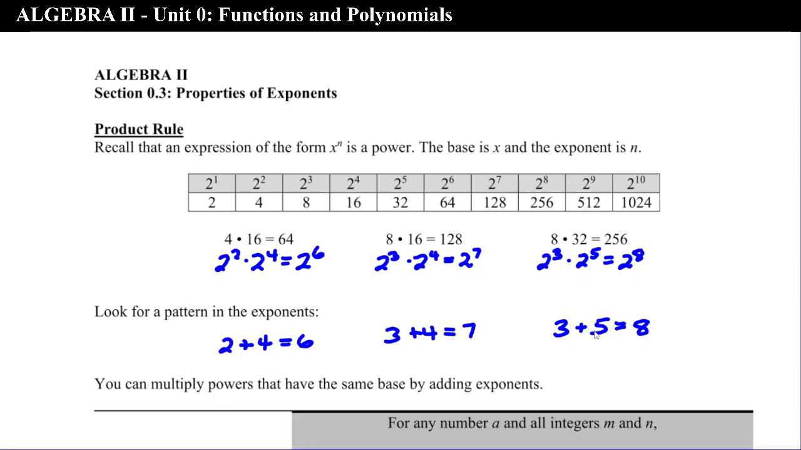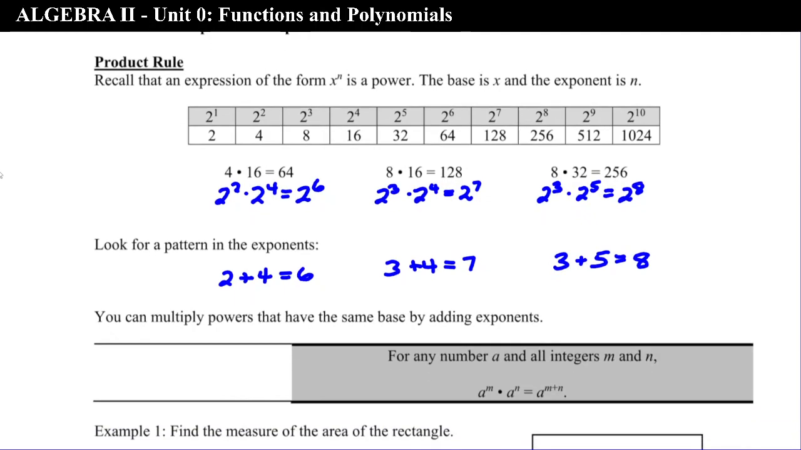So the takeaway that we can have with this is that if we add the exponents, then we can get the answer. In other words, if we add the exponents of two things that are being multiplied with the same base, then the result is that base to those exponents that are added together. Okay? And that is the product rule.